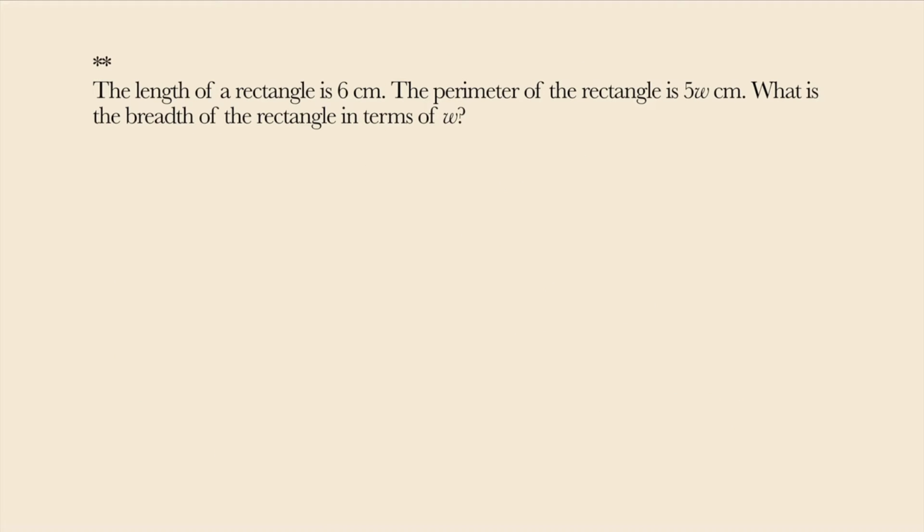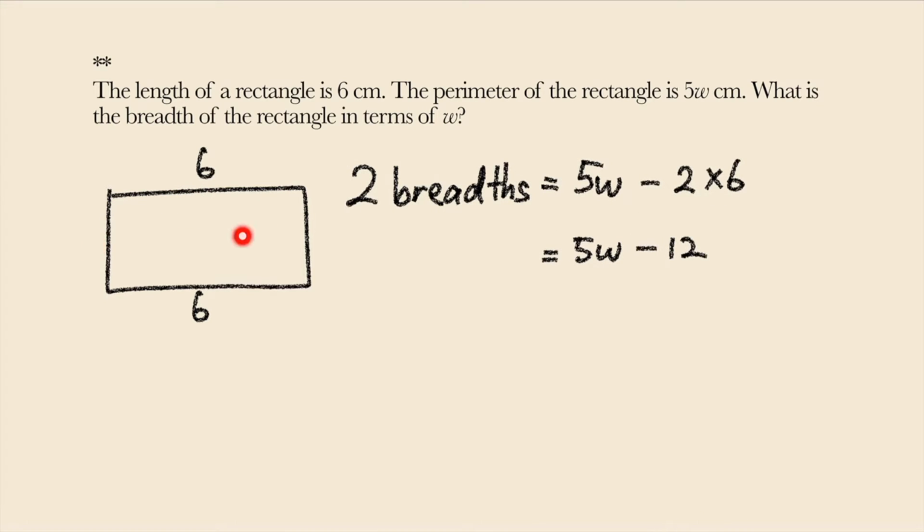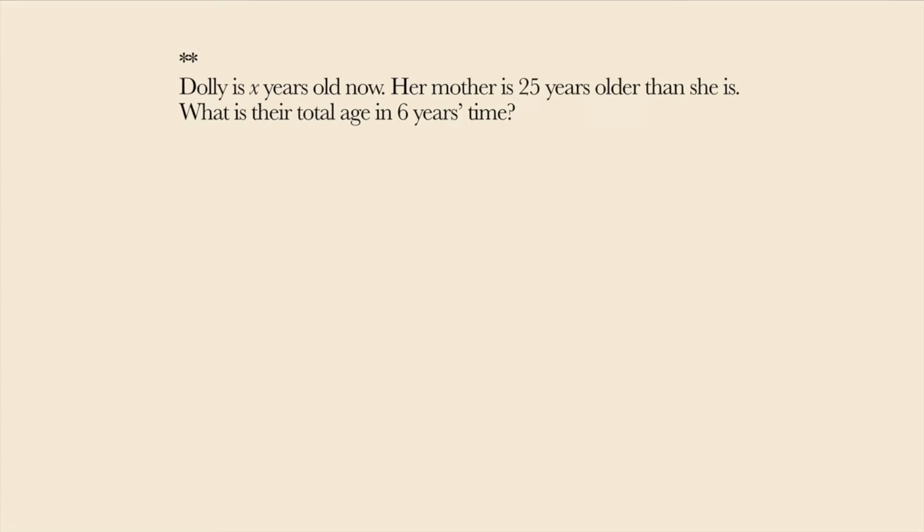The length of a rectangle is 6 centimeters. So let's see, 6 cm here. The perimeter, so everything added together, is 5w. Well, what about the breadth then? Okay, let's take the perimeter minus 2 times 6. All right, so that's 5w minus 12. That's the total for two breadths. But we want just one of them. So we are going to take the entire expression and halve it. And don't forget your units.